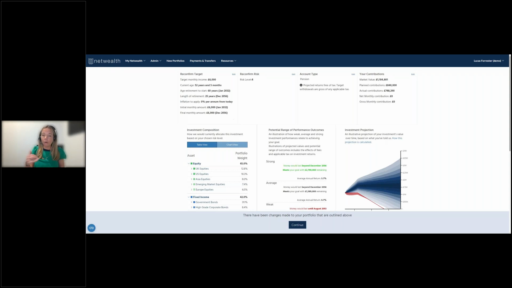The advisor should always be there to support you, but you don't need to pay for advice in order to make these changes, and you should have the autonomy over your plans if you wish to do so.